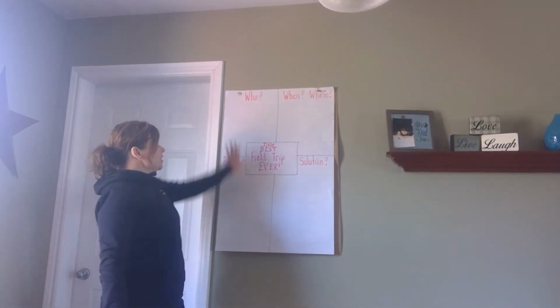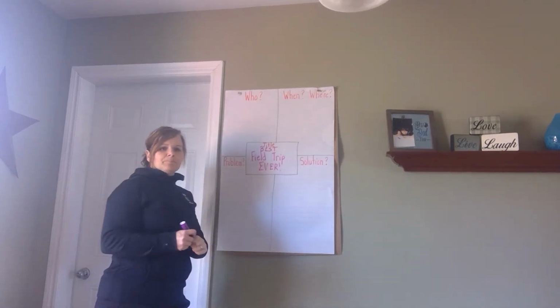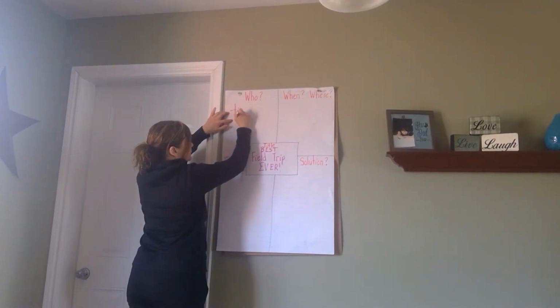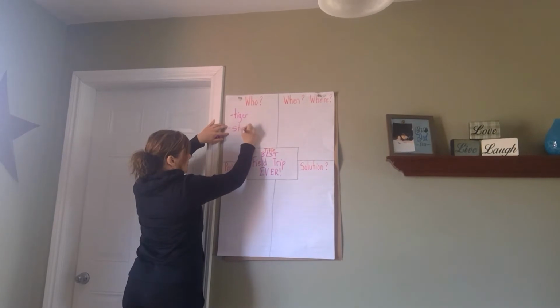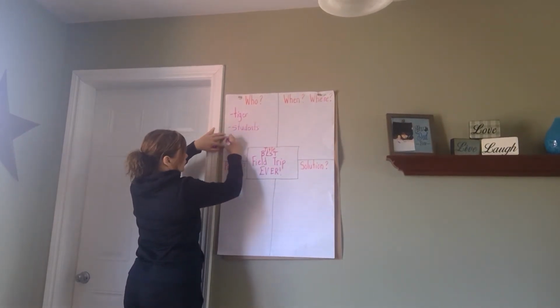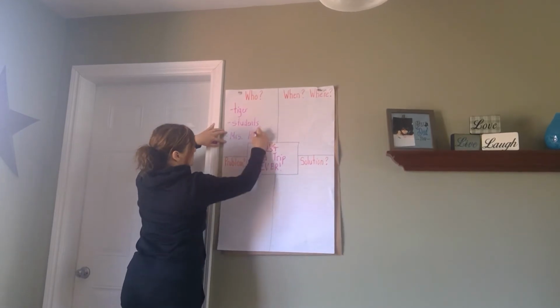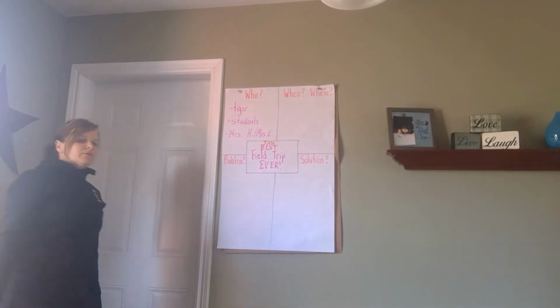So girls, who is in my story, Charlotte? A tiger, Mrs. Hanson, students. Mrs. Hanson and Mrs. Esty. I'm just going to put Mrs. H, Mrs. E. This is just a rough graphic organizer.